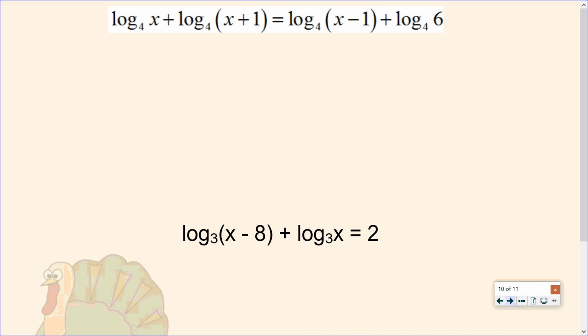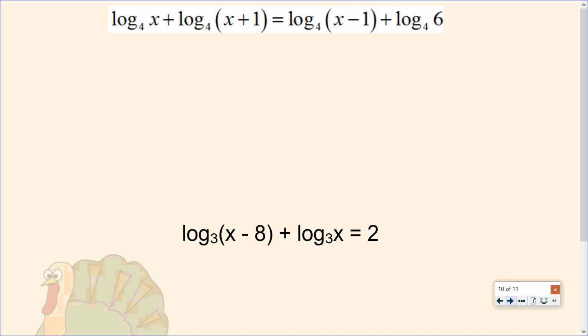Okay, these are our last 2 problems. Multiple logs in one problem. Log base 4 of x plus log base 4 of x plus 1 equals log base 4 of x minus 1 plus log base 4 of 6. So this is an example where you have multiple logs, all of the same base. So the first idea here is we want to condense it into as few logs as possible in the problem.